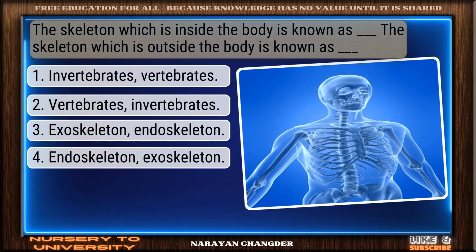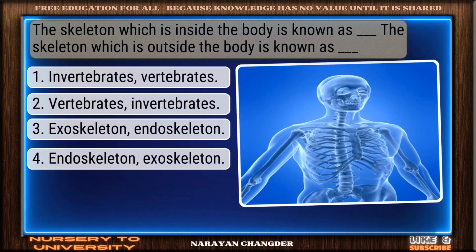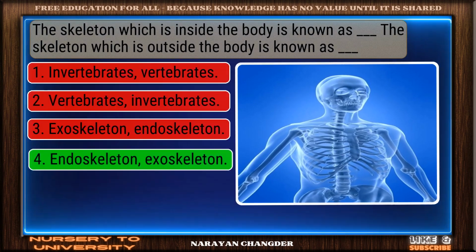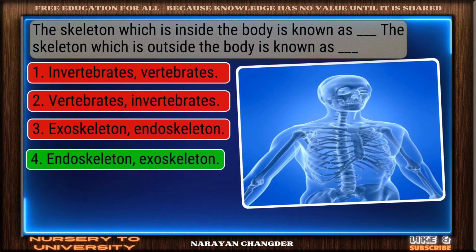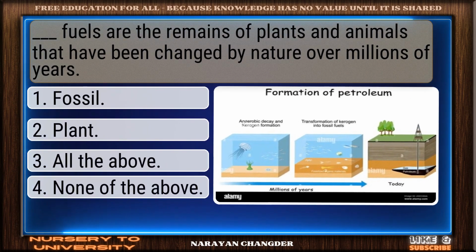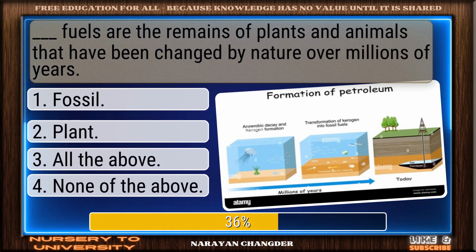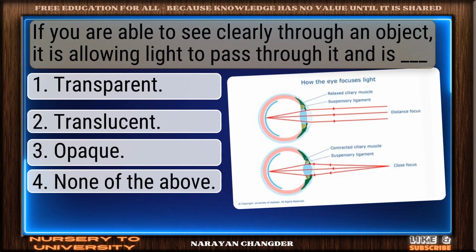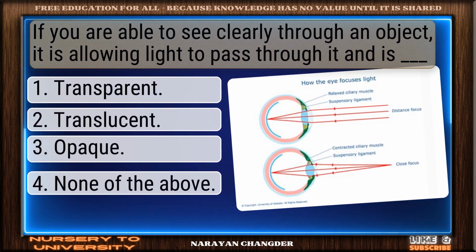The skeleton which is inside the body is known as dash. The skeleton which is outside the body is known as a dash. Excellent choice. Endoskeleton, exoskeleton is the right answer. Dash fuels are the remains of plants and animals that have been changed by nature over millions of years. Nicely done. Fossil is a solid answer. If you are able to see clearly through an object, it is allowing light to pass through it and is dash.